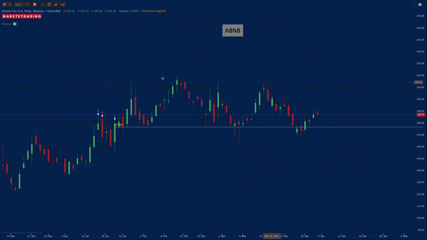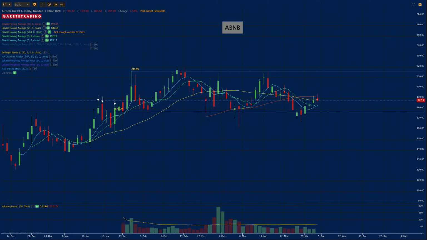So what does this mean? Well, the next thing is, let's take a look at what's going on here. Okay, so 216 is resistance. You just have an enormous base that's been going on since the beginning of the year. We're not going anywhere. We can overlay the indicators, but they're just going to go flat. They're not really going to tell us anything. Right now, those indicators are telling you nothing.